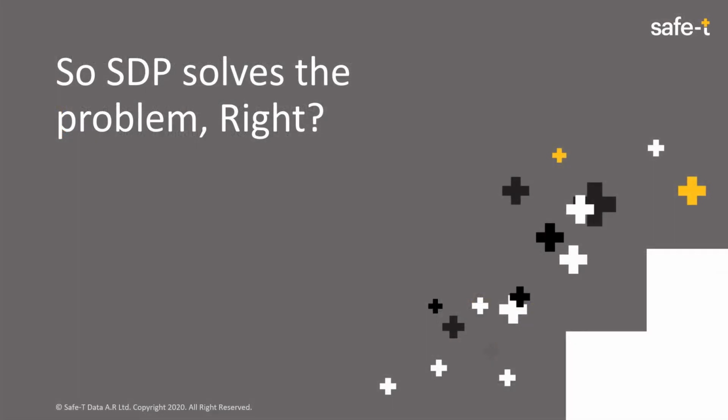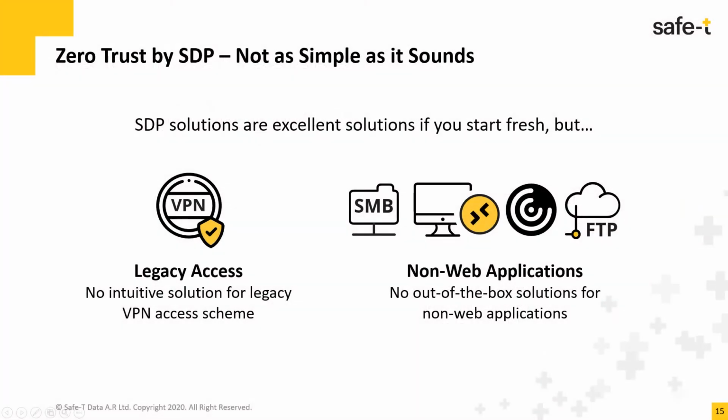So SDP solves the problem, right? SDP solutions are revolutionary and excellent. Many of the concepts of Zero Trust are built into them natively, and they can definitely be fast and simple to deploy. Unfortunately, SDP solutions typically support web-based applications and cloud-based access schemes only. When legacy access schemes such as VPN are heavily relied on, migrating them to SDP can prove very challenging. Furthermore, when legacy non-web applications are in use, such as SMB, RDP, Citrix, SFTP, or even mainframe, SDP integration and support are far from trivial.